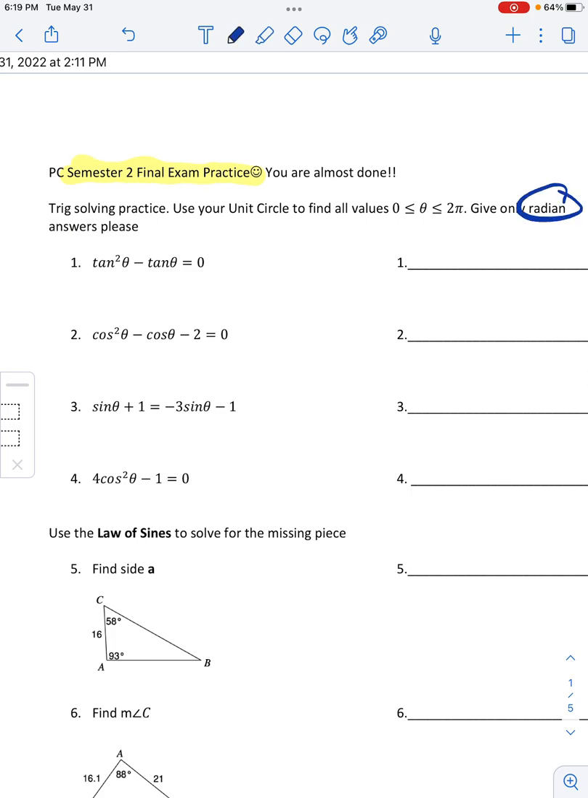Okay, this is to give only radian degrees. This is a unit circle thing, and you're going to be given a unit circle. If you look at the list that your teacher gave you of things that are going to be on the final, it tells you that you're going to need to do each of these kinds of things.